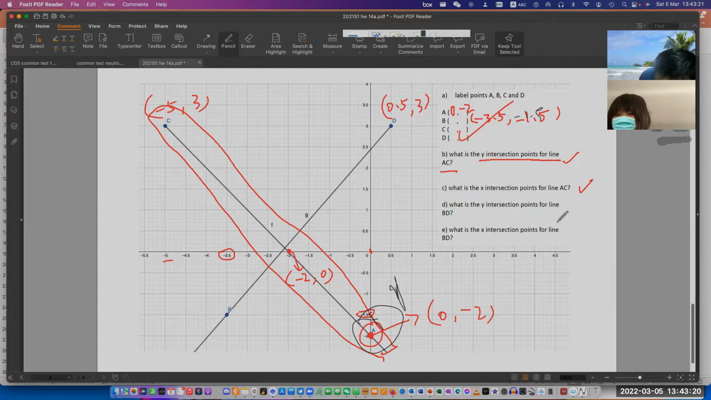Now look at BD. The y-intersection for BD means here. If you zoom in a little bit, this is 2/1, 2/2, 2/3, 2/4. About 2/4. That's the y. So it's 0 and 2/4. So where is the x-intersection point for this? Here.